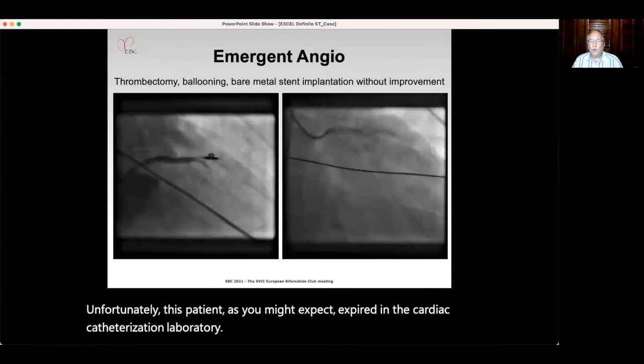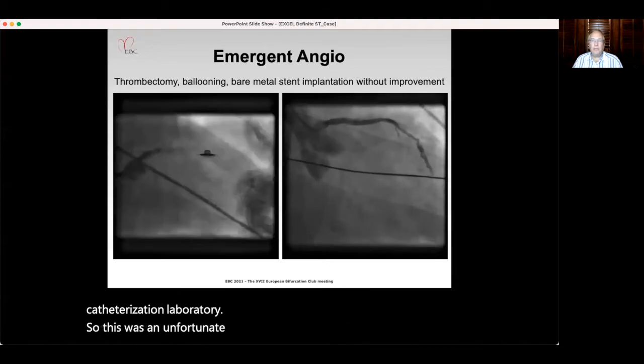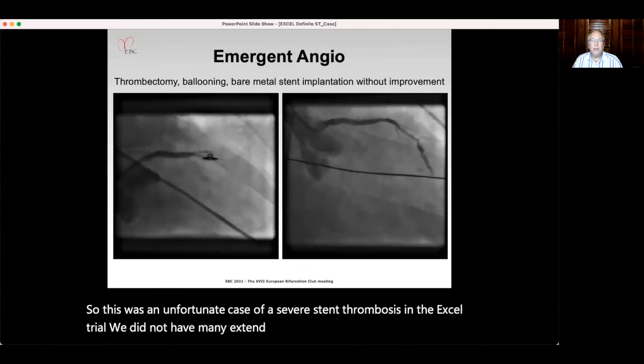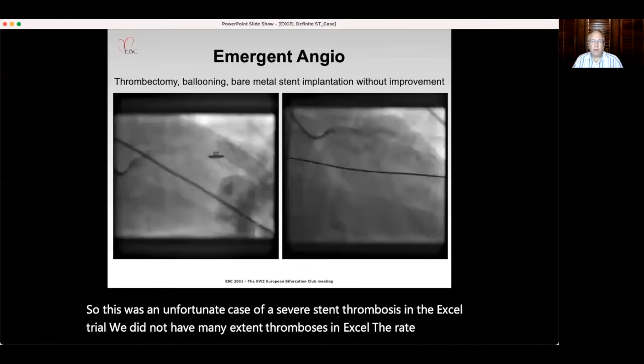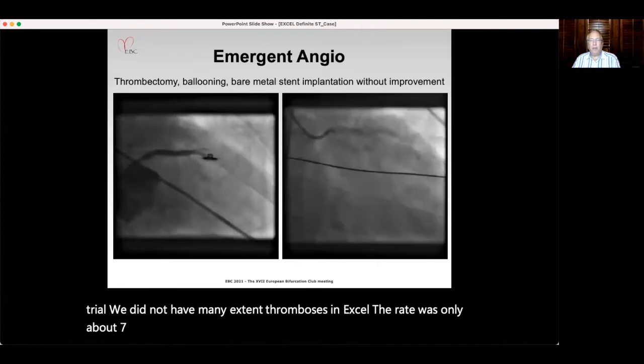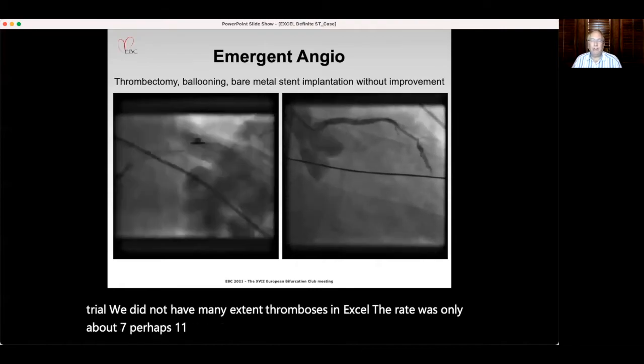So this was an unfortunate case of a severe stent thrombosis in the EXCEL trial. We did not have many stent thromboses in EXCEL. The rate was only about 0.7%. Perhaps 1.1% definite or probable later.